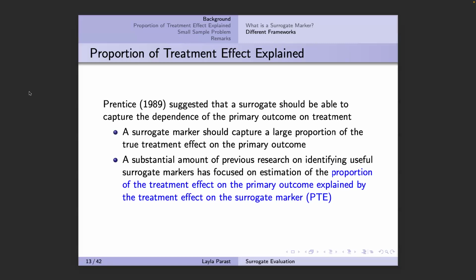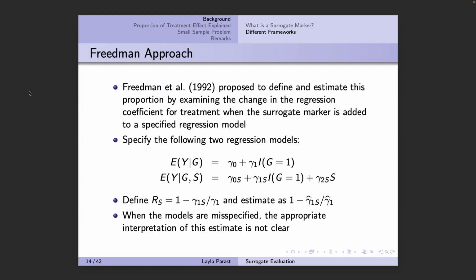To be fair, Prentice did not suggest that proportion, but it really came from his proposal. So what's in blue is the whole phrasing, but I just abbreviate that as proportion of treatment effect explained, because it's just very long to say the whole thing. So Freedman in 1992 proposed this very simple way to define and estimate this proportion. You can do it in Excel.